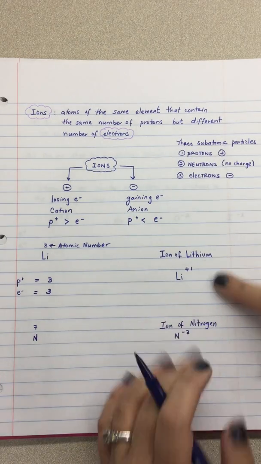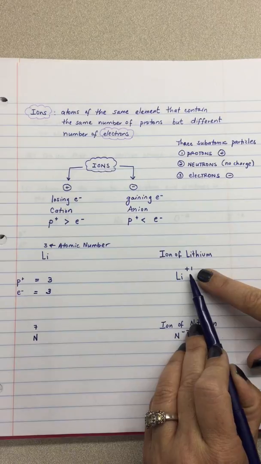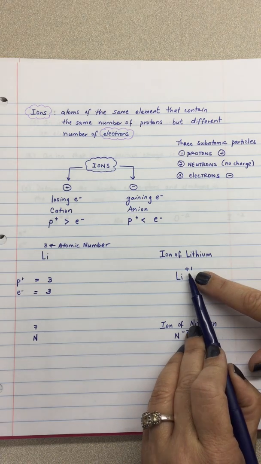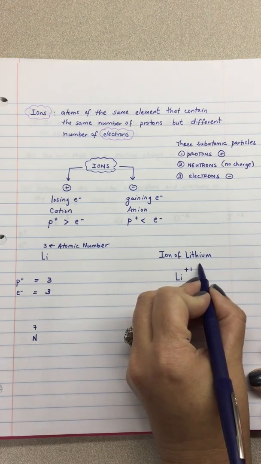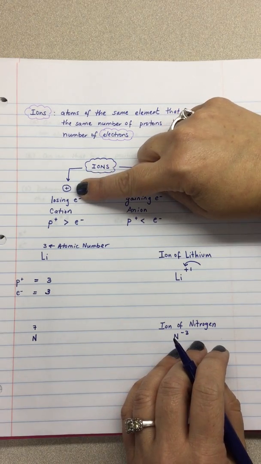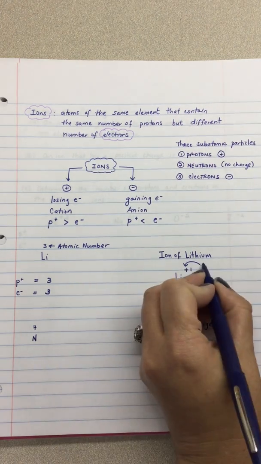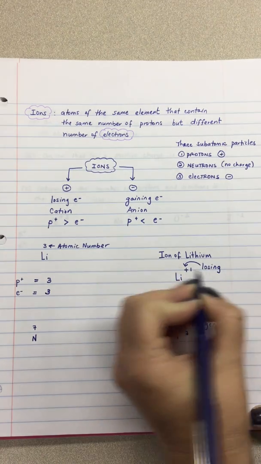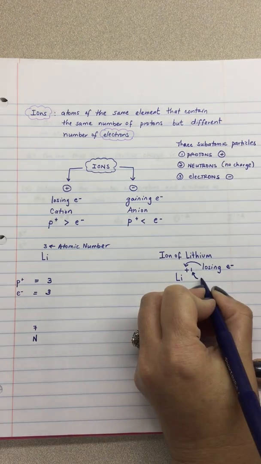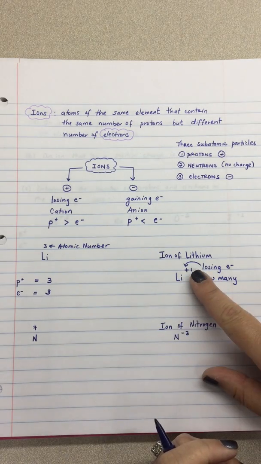The ion of lithium is going to look like this. Lithium, and now you have the symbol, and it's showing a charge equal to positive 1. That positive sign is telling you that if you have a positive ion, it's losing electrons. Okay? So whenever you have a positive charge on an ion, it means that it's losing electrons. And that number is telling you how many electrons lithium plus 1 is losing.